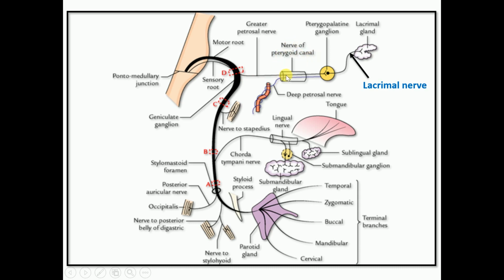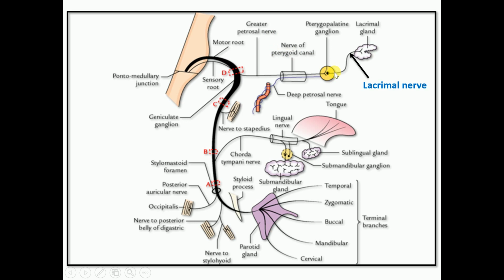This nerve of the pterygoid canal passes through the pterygoid canal, comes out, and enters the pterygopalatine fossa. In the pterygopalatine fossa, there is a peripheral parasympathetic ganglion called the pterygopalatine ganglion, or sphenopalatine ganglion. Within this ganglion, the nerve of the pterygoid canal, also called Vidian's nerve, relays. Up to here, these form the preganglionic fibers. Now after the relay, postganglionic fibers are released, and they are carried via the zygomatic nerve.